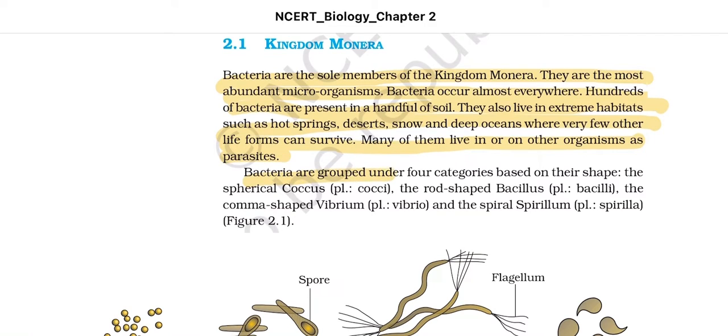Bacteria are grouped under four categories based on their shape: the spherical coccus, plural cocci, the rod-shaped bacillus, plural bacilli, the comma-shaped vibrio, plural vibrios, and the spirillum, plural spirilla.